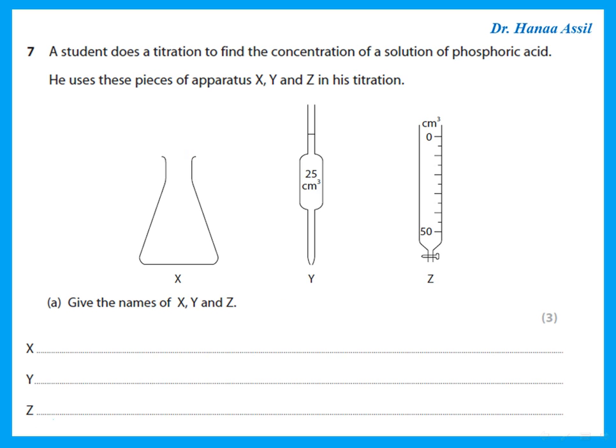A student does a titration to find the concentration of a solution of phosphoric acid. He uses these pieces of apparatus, X, Y, and Z, in his titration. Give the names of X, Y, and Z. Of course, what is X? Conical flask. Y? Pipette. And Z is a burette.